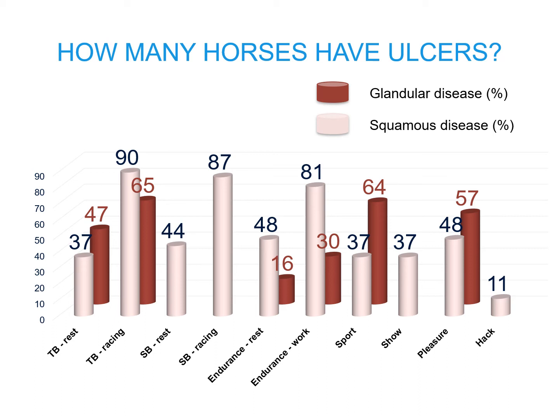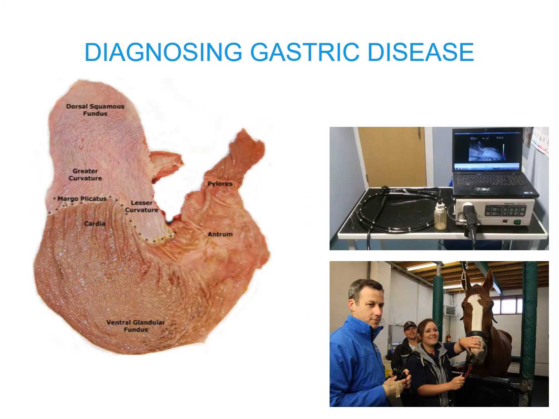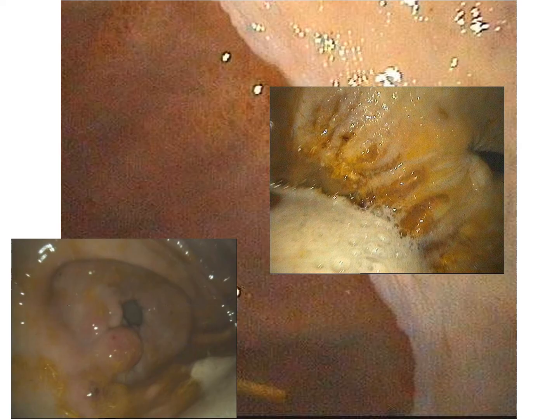The challenge that we face is knowing which of those cases are clinically relevant, clinically important, affecting the horse's welfare, affecting the horse's performance, and which of those horses that just have mild disease are not actually affected by the presence of gastric lesions. So the only way we can assess these horses, like I've said already, is to look inside the stomach and actually look at the lining.